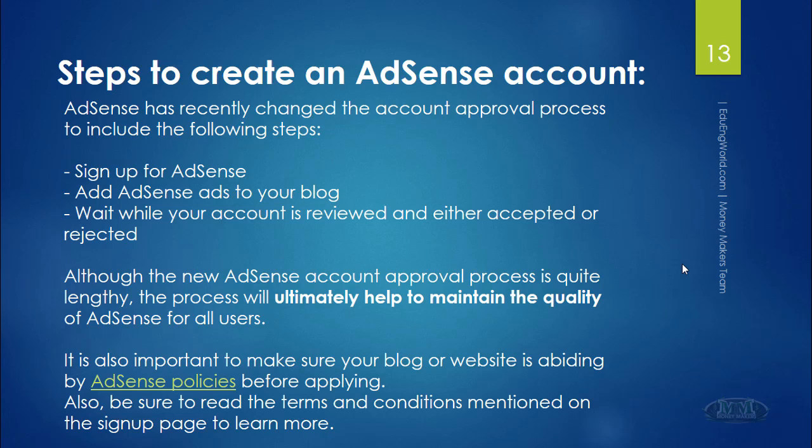Let's start with the steps to create an AdSense account. AdSense has recently changed the account approval process to include the following steps. Sign up for AdSense, add AdSense ads to your blog or website, wait while your account is reviewed and either accepted or rejected. Although the new AdSense account approval process is quite lengthy, the process will ultimately help to maintain the quality of AdSense for all users.